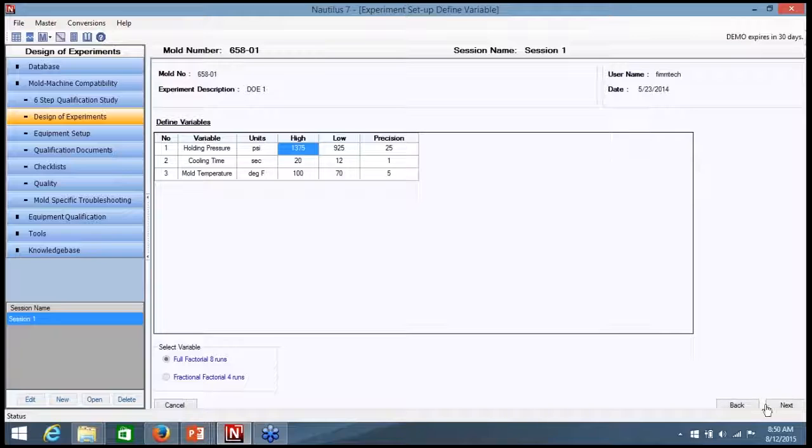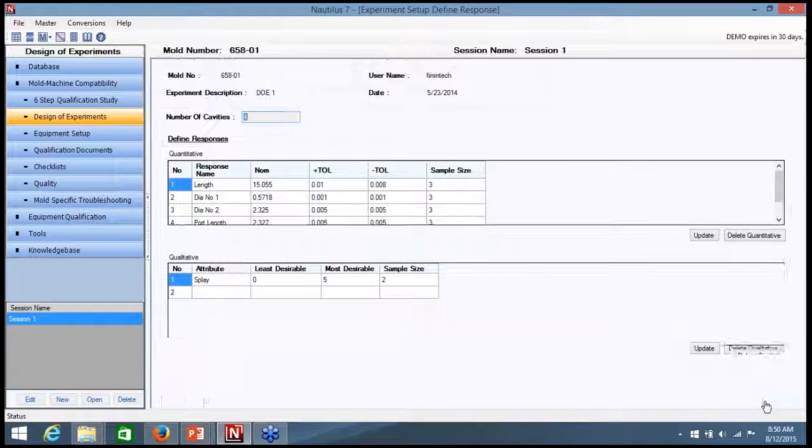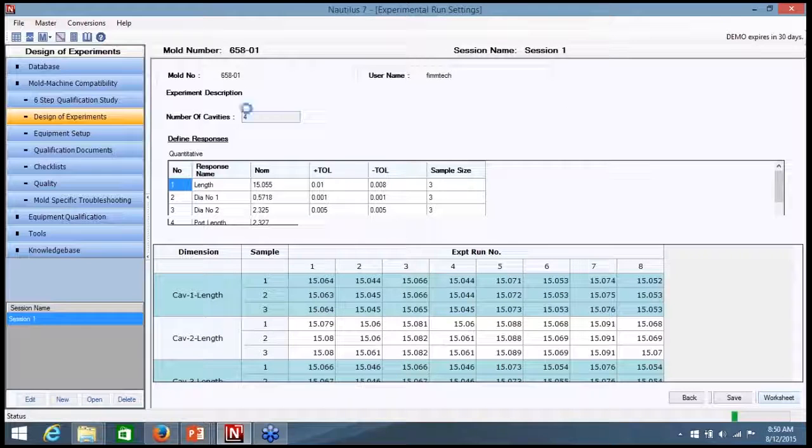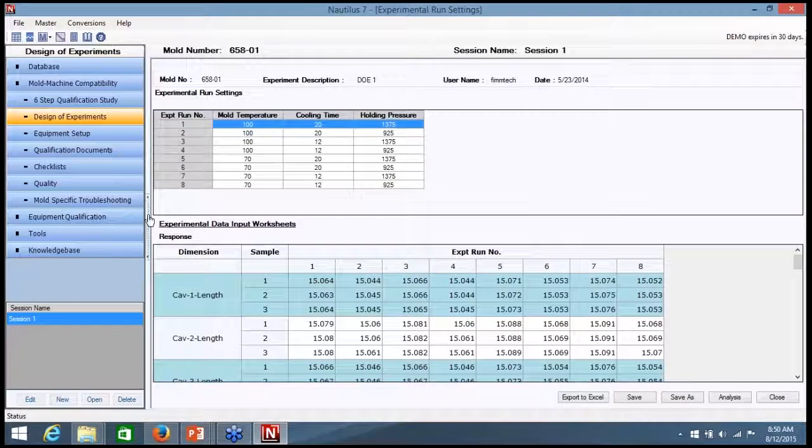Similarly, I've got these things here. And then I take these numbers. These are my nominals, highs and lows, my response name, what my nominal values are, and all this stuff. I click on worksheet, and the software simply tells me to go to the molding machine and run these 8 experiments that you see coming up right now.